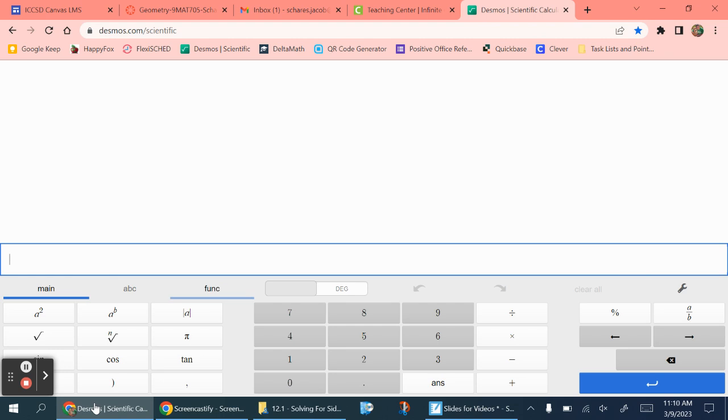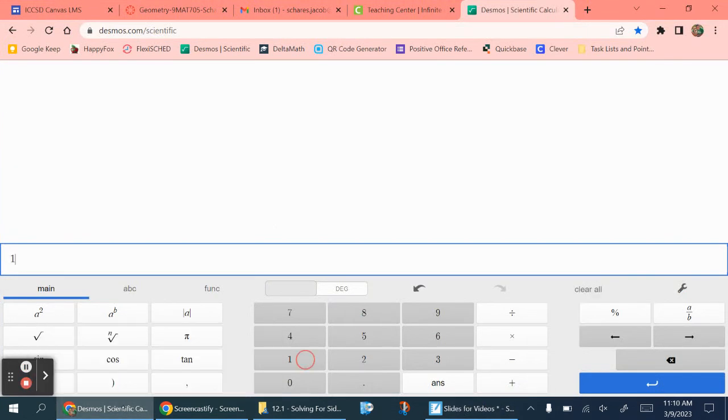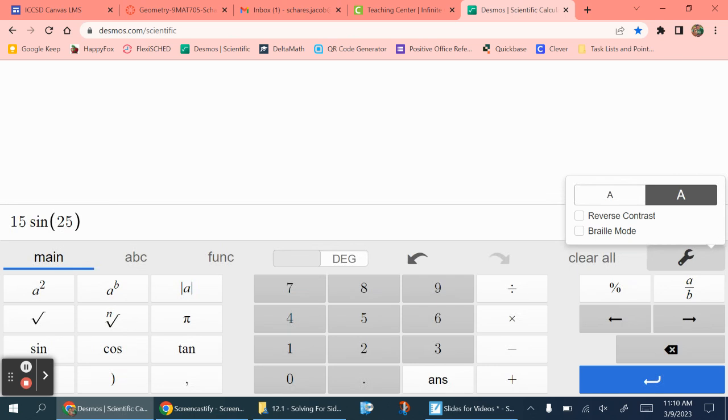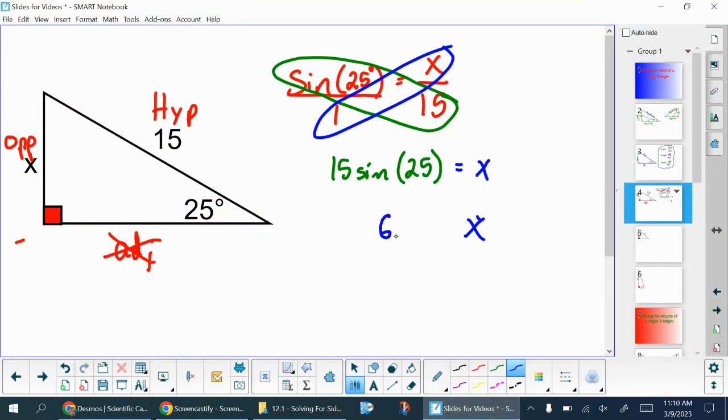And so all I'm going to have to do is type in, what was it again? I should make sure I typed the right thing. 15 times the sine of 25. Make sure you're in degree mode so that you're getting those answers correct, because all of our problems are going to be in degrees. You can see there, if I change it to radians, way wrong, because we didn't give 25 radians, we have 25 degrees. So in this case, it is 6.3 for x.